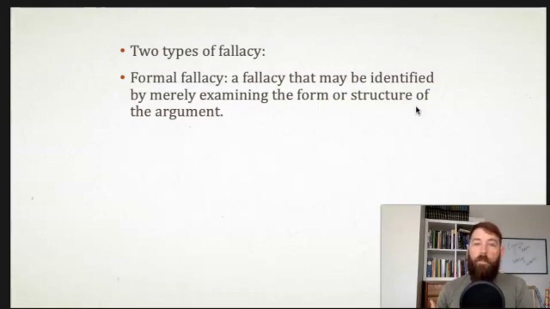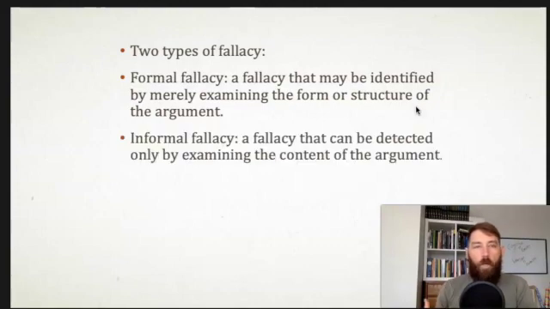We were proving that there was something wrong with the form of the argument. That's what we were doing with the counterexample method. So that's what formal fallacies are. Formal fallacies are just arguments that have a bad form or structure. And we were able to prove that with the counterexample method. When an argument commits an informal fallacy, on the other hand, there's nothing wrong with the form or the structure of the argument. Rather, there's something wrong with the content of the argument.